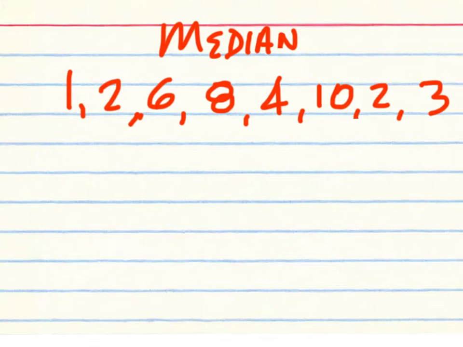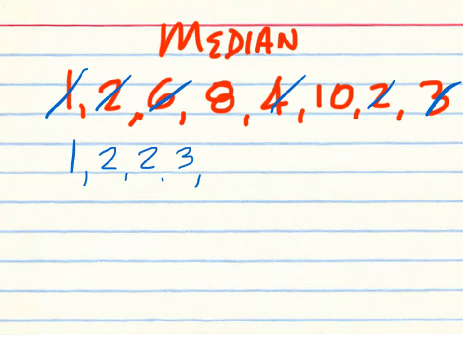Again, put these in order from least to greatest. 1, 2, 2, and 3. And then we would have 4, 6, 8, and 10. Now count up how many numbers you have. 1, 2, 3, 4, 5, 6, 7, 8.